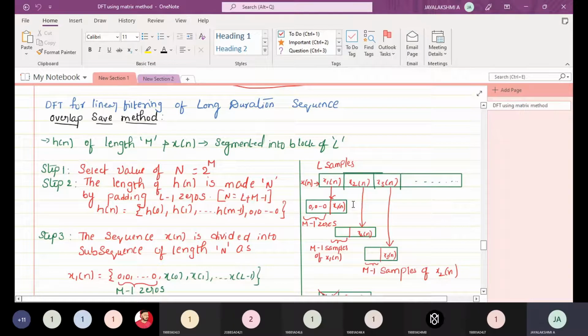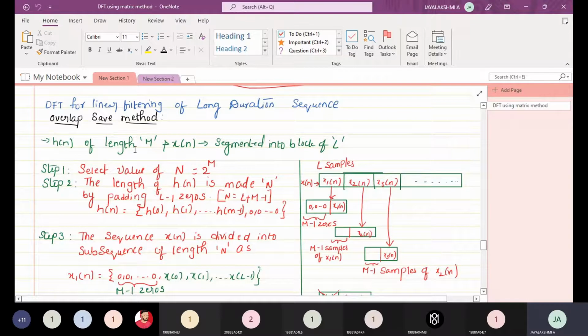The major drawback with a long duration sequence is that circular convolution takes a lot of time to compute. That's why we're dividing the long duration sequence into small segments called the subsets of x of n. On the right hand side, x of n is divided into x1 of n, x2 of n, x3 of n, and so on. Then we compute the convolution between the sequences. For that, we have to follow some steps in the overlap save method.